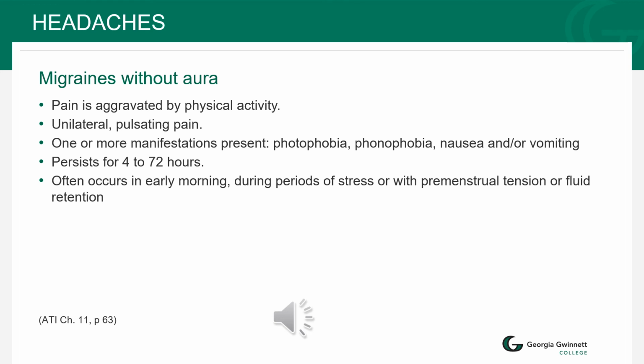Migraines without aura are characterized by unilateral pulsating pain. They, again, can also have photophobia, which is pain with the light, phonophobia, the pain with the sound or noise, and nausea and vomiting. It can persist from 4 to 72 hours, often occurs in early morning, during periods of stress, around the menstrual cycle, and the people can have fluid retention. The pain is aggravated by physical activity rather than relieved.